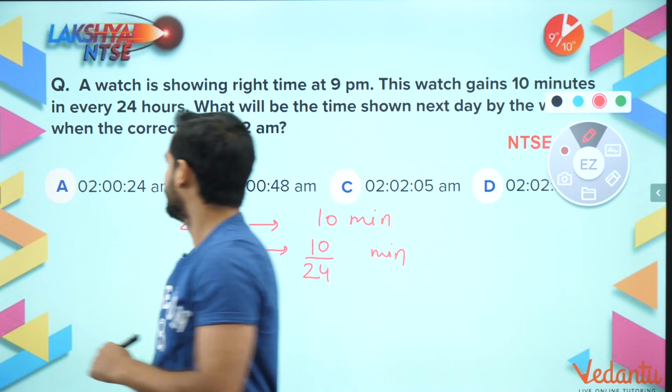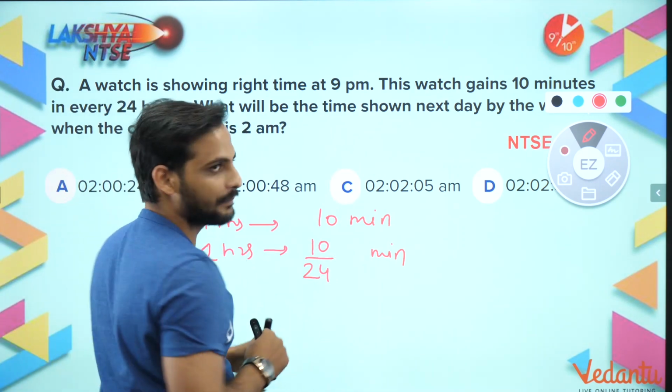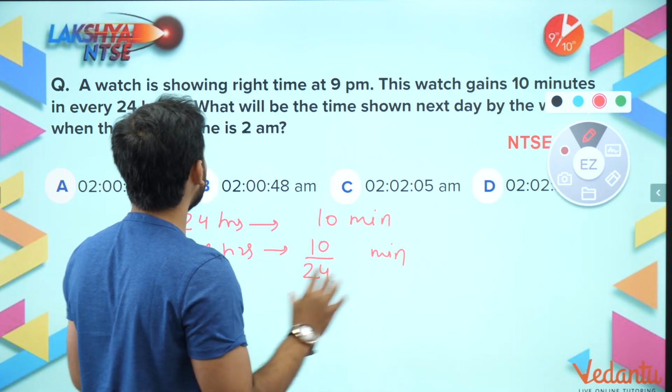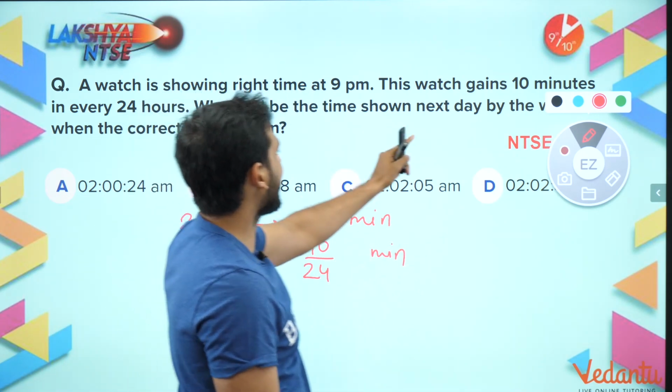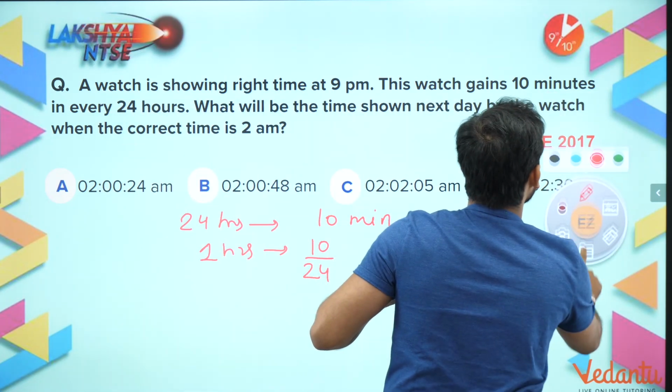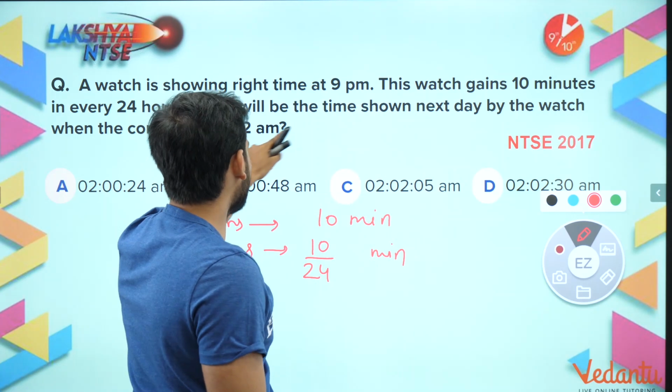Right? Correct. Now, a watch is showing the right time at 9 p.m. Today at 9 p.m. it is showing the right time. The watch gains 10 minutes in every 24 hours. What will be the time shown next day by the watch when the correct time is 2 a.m.?